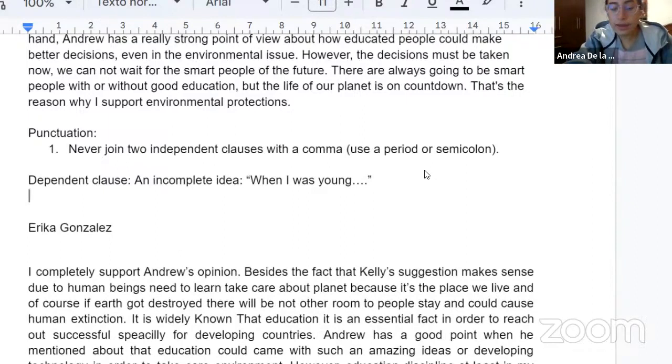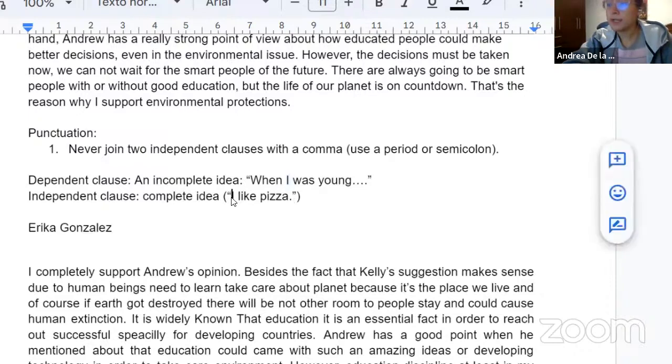But an independent clause is one that contains a complete idea that doesn't need anything else, right? That can stand on its own, as Esteban said. So for example, if I say, I like pizza, then you already know that that's it, right? I don't need to say anything else for it to make sense. So that's the difference, okay? Now both of them are clauses because both of them have subjects, I, and their own verbs, was, and like, right?